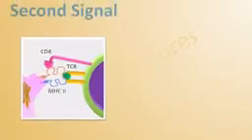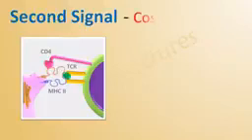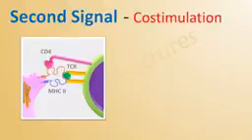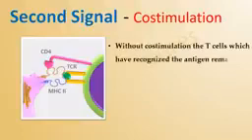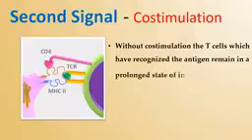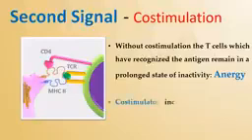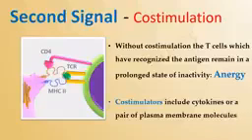The second signal enhances the first signal and is known as co-stimulation. Without co-stimulation, the T cells which have recognized the antigen remain in a prolonged state of inactivity. This state of inactivity is known as anergy. Co-stimulators include cytokines or a pair of plasma membrane molecules. More than 20 co-stimulators are known.